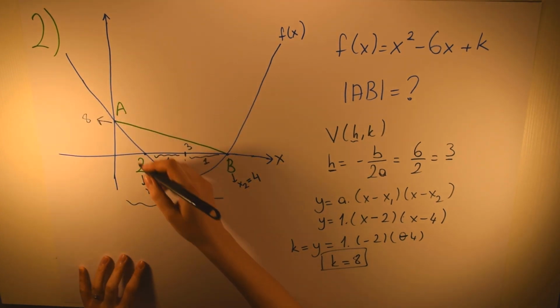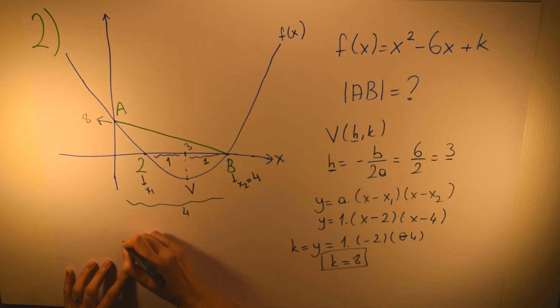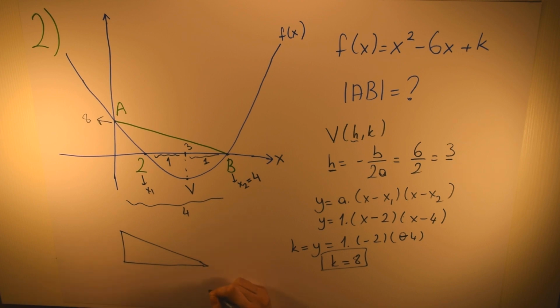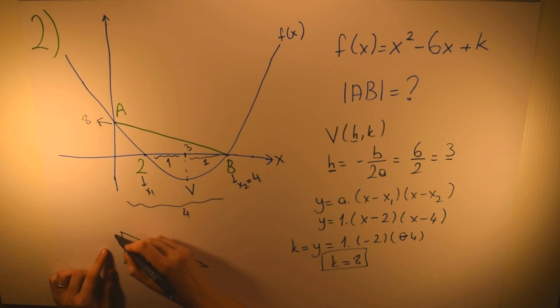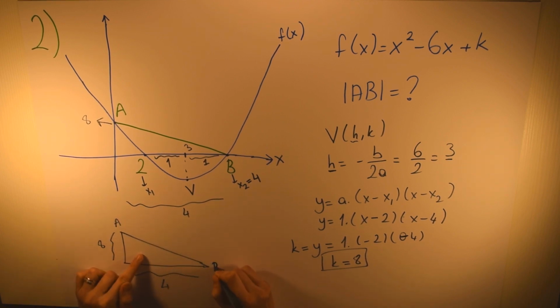Okay, as you can see here, we have a right triangle. So let me draw this more so you can see it more clearly. Here the length of this side is equal to 8, and here we found it's equal to 4. So now I'm able to find the length of AB.